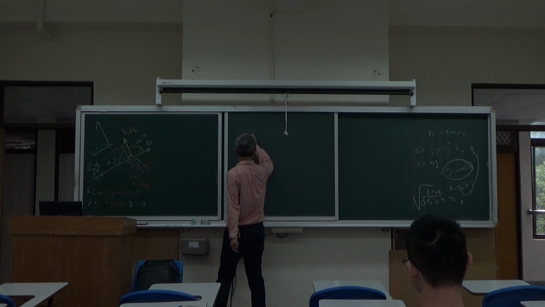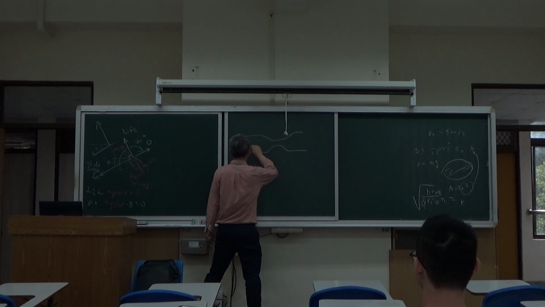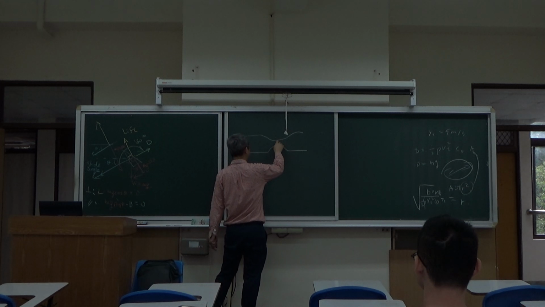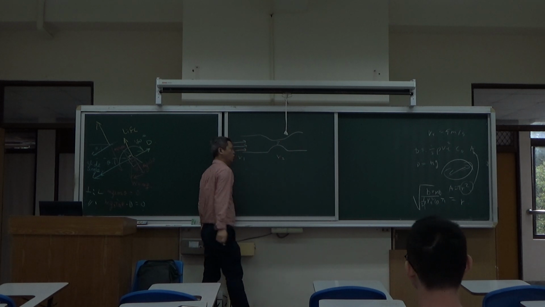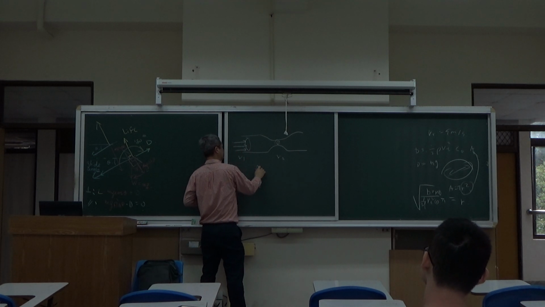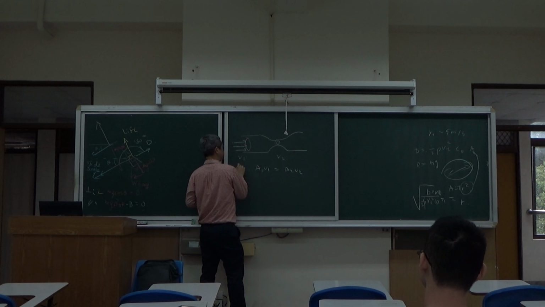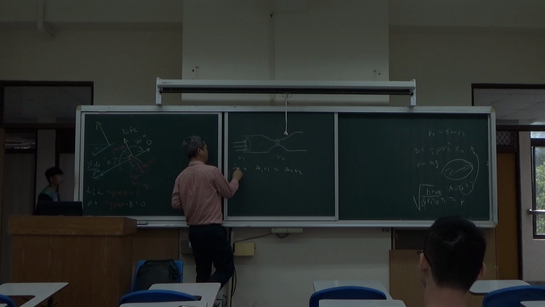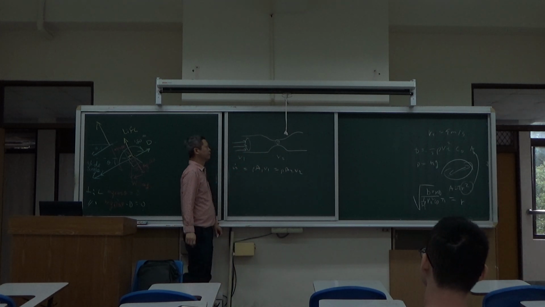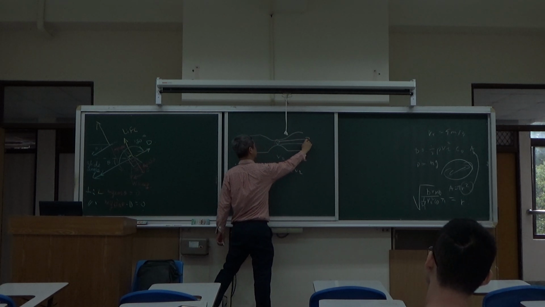If there is a flow in the pipe, this is velocity v1. If it comes to this point, v2, what's the speed difference? A1 v1 is equal to A2 v2. Okay, this is the mass flow rate, and you multiply the momentum speed. So this speed is going to be faster.